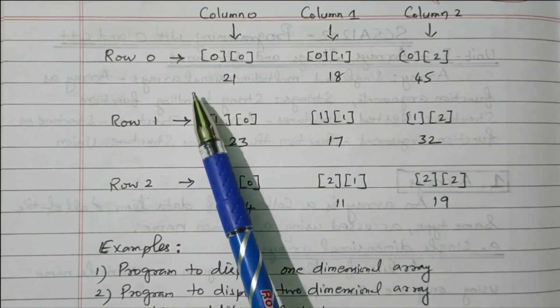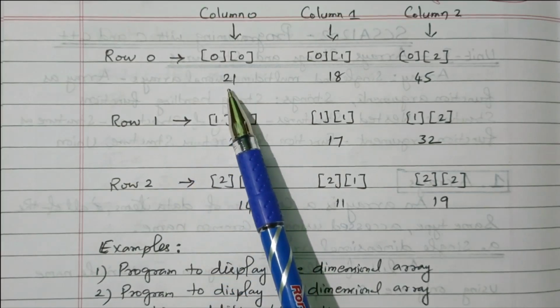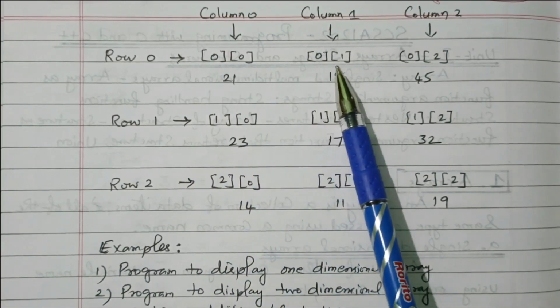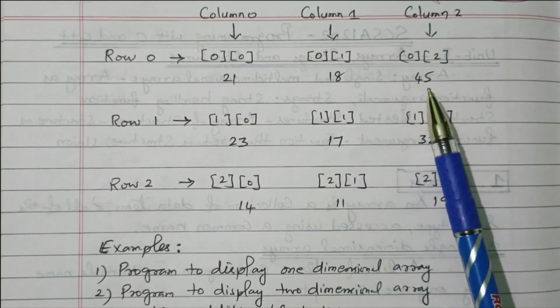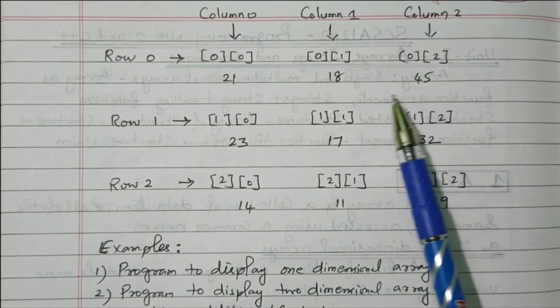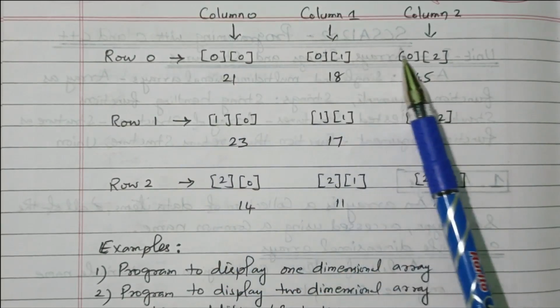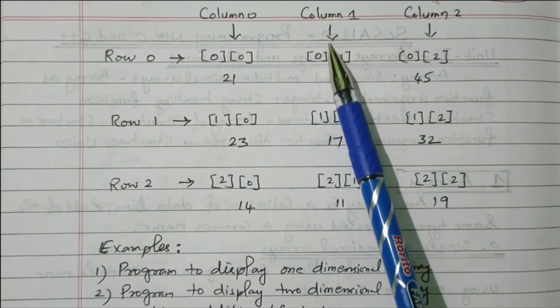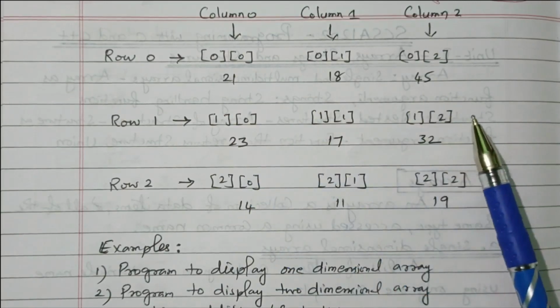By this we can see 0,0, column 0, row 0. This is the first element, 21. 0,1, first row, second column, 18. Then 0,2, first row, third column, 45. So 0,0; 0,1; 0,2 all refer to the first row. In that, first column, second column, third column, 21, 18, 45 are stored.